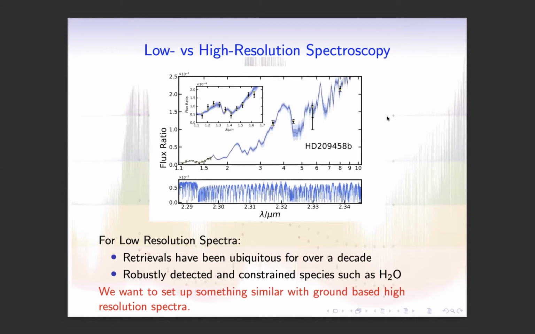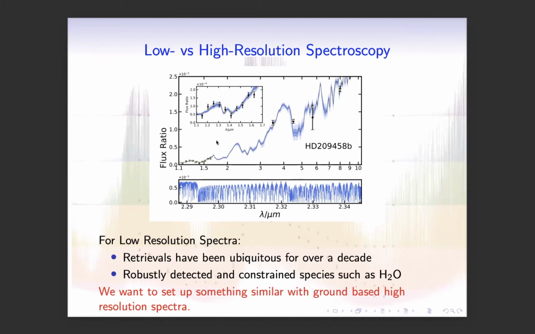And then that will also allow you to extract, say, detection significances. So you can say, not only do I detect this water, but I detect it at this significance. I have an abundance in my atmosphere of this. And it's all just done by extracting the information that's available in the spectrum. And what we want to do is something similar with high resolution spectra.